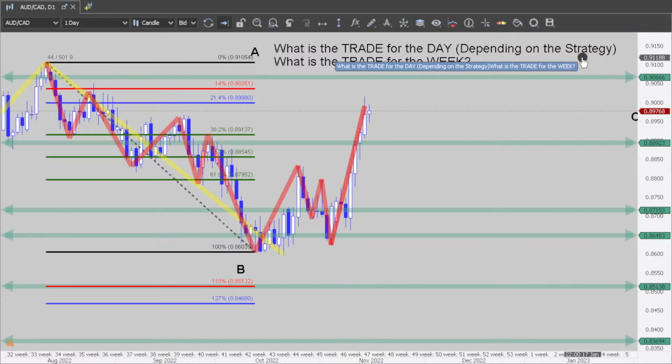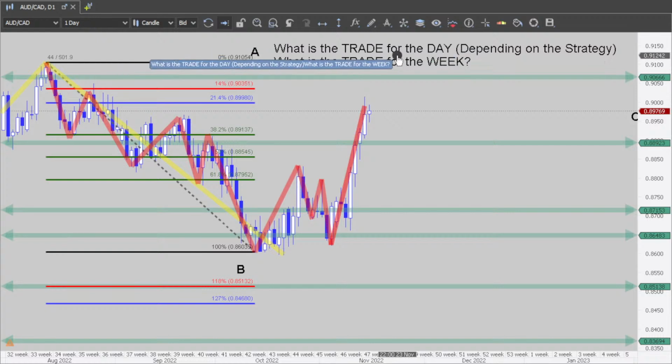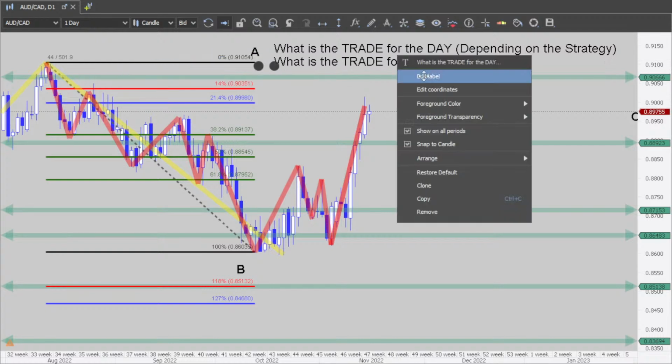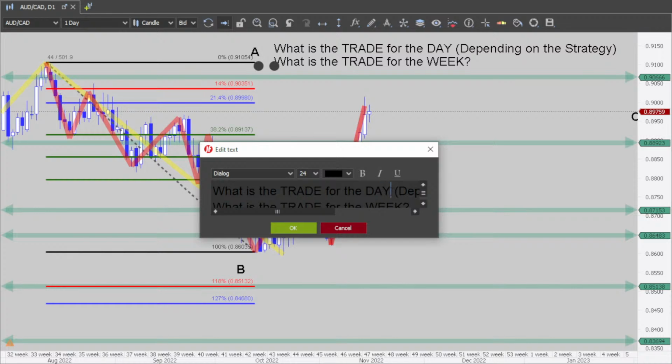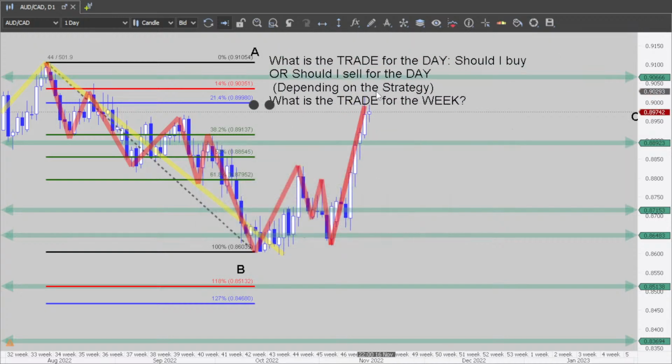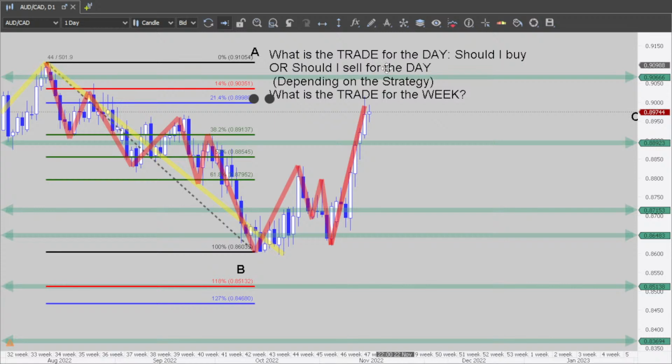Depending on the strategy, okay? What is the trade for the day? Meaning, should I buy or should I sell for the day? What is the trade for the day? Should I buy or should I sell for the day? AUD CAD daily chart.